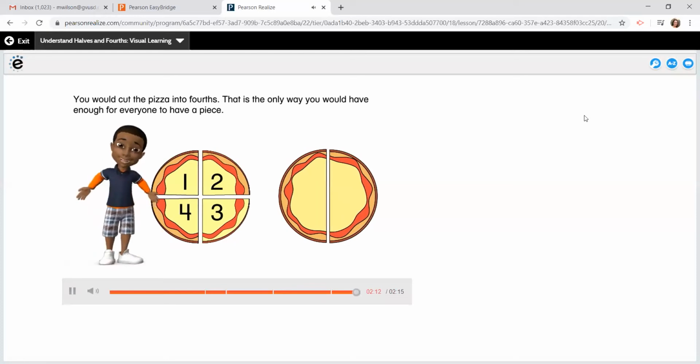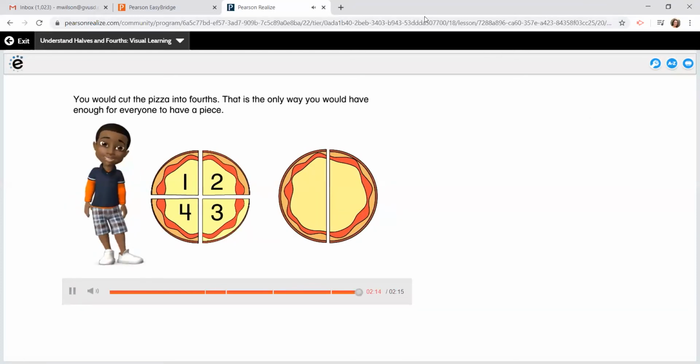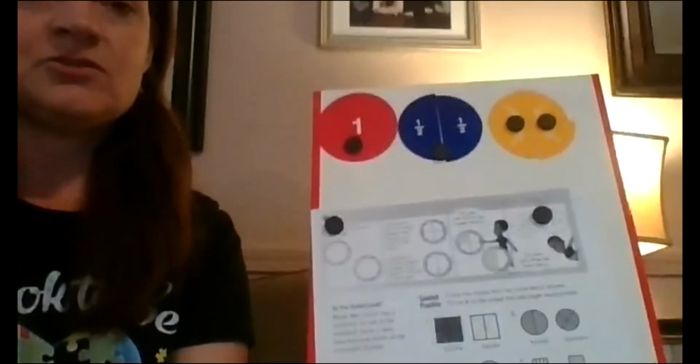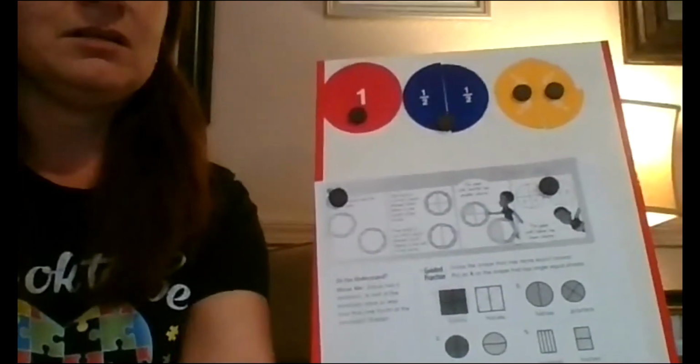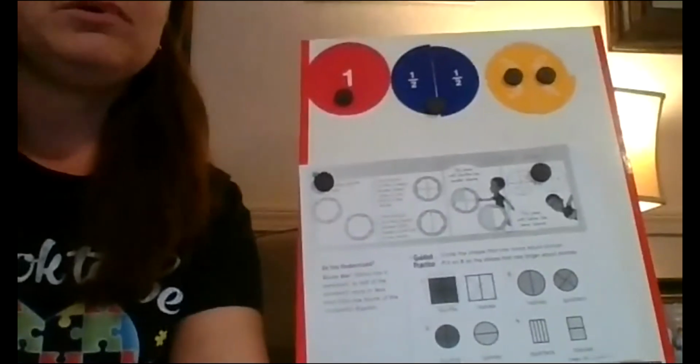Now you have seen how halves and fourths are related. All right, so I zoomed in a little bit closer so you could see my paper.